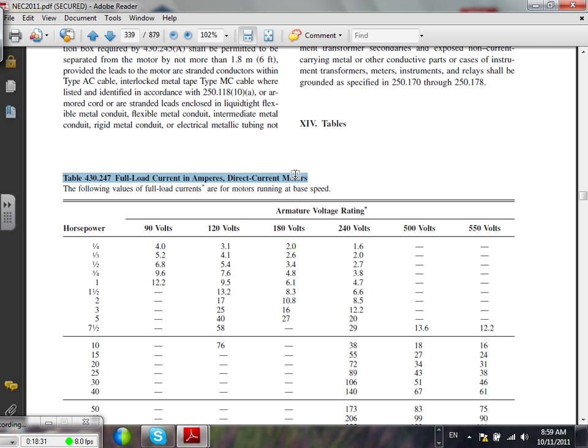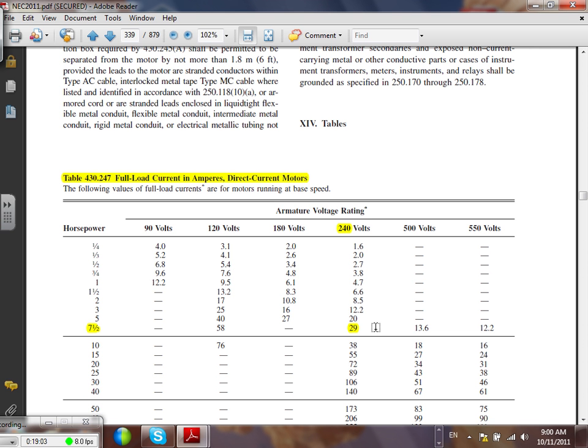Now here's where I want Chris to go automate this process for me. These are for DC motors. Unless you have a DC motor, don't even think about it. So I have a DC motor, 7.5 horsepower, and it's burning at 240. What's the full load current? 29. Everybody knows how to use this table? Can you guys see that? I have a 7.5 horsepower motor, I am burning it at 240 DC. The full load current of that is 29.